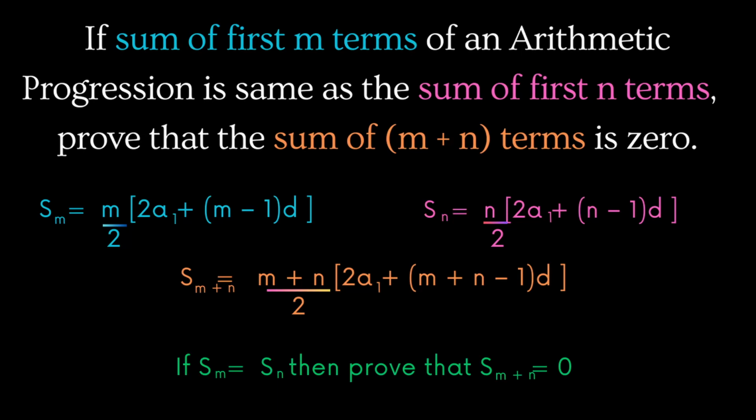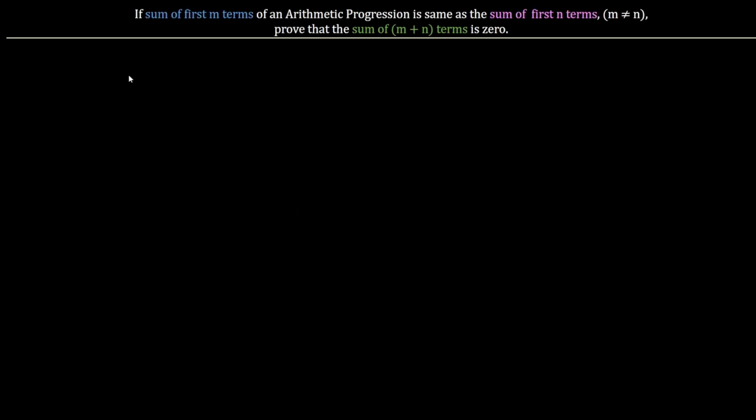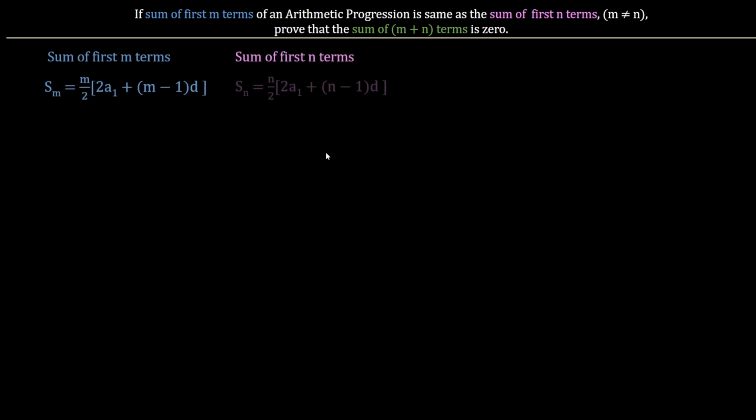Arithmetic progression, we are going to prove that the sum of m plus n terms is 0 when the sum of the first m terms and the sum of the first n terms are the same. Let's write the formula for the sum of the first m terms and then write the formula for the sum of the first n terms. Then the problem is saying the sum of the first m terms is equal to the sum of the first n terms, and it's asking us to prove that the sum of the first m plus n terms is 0.